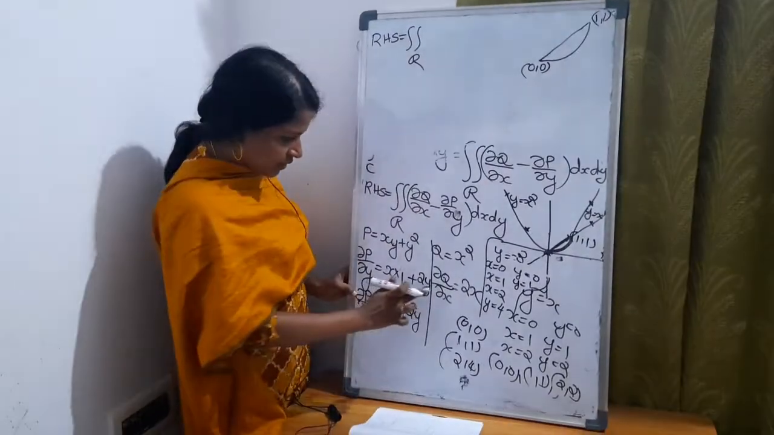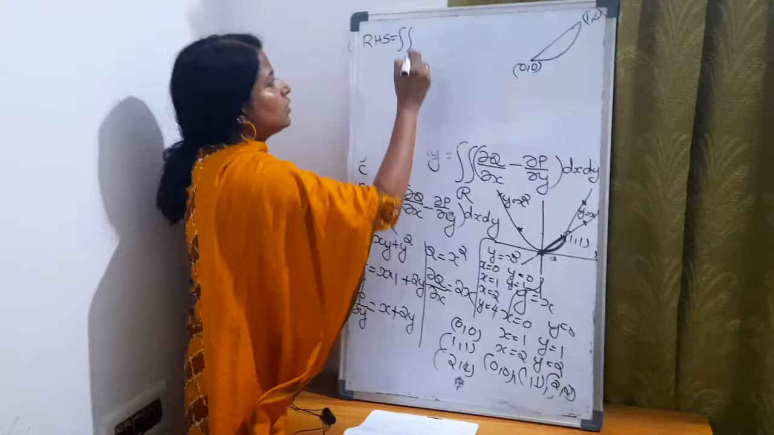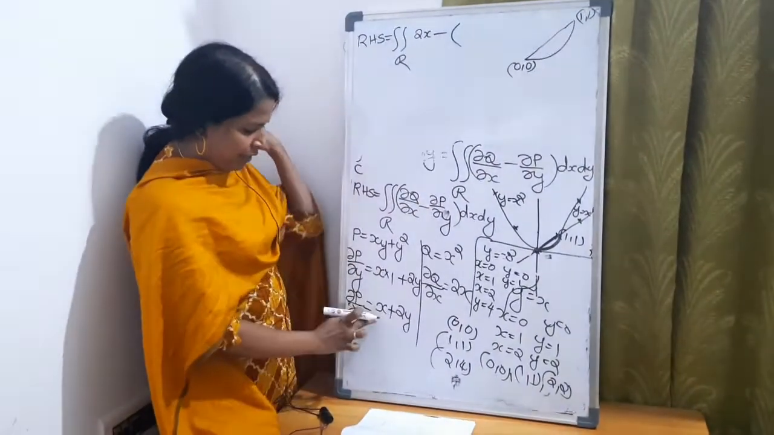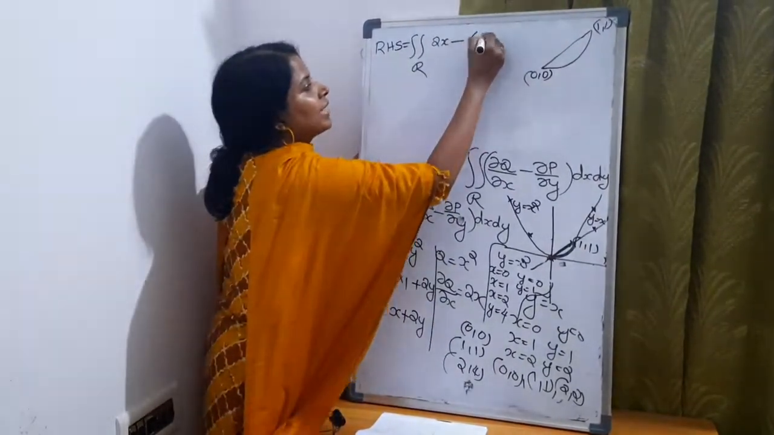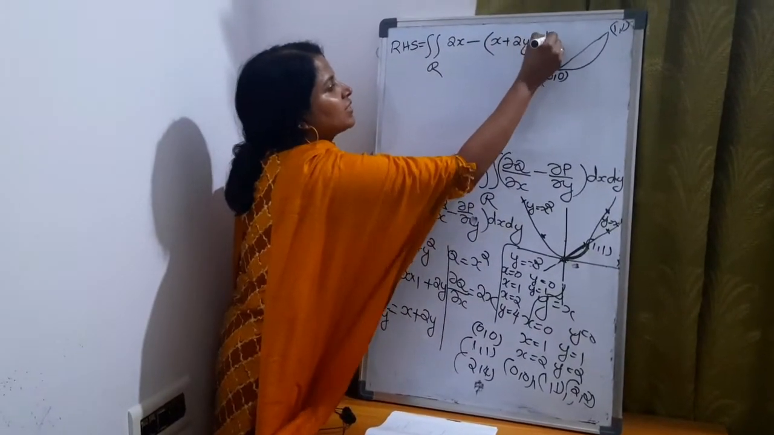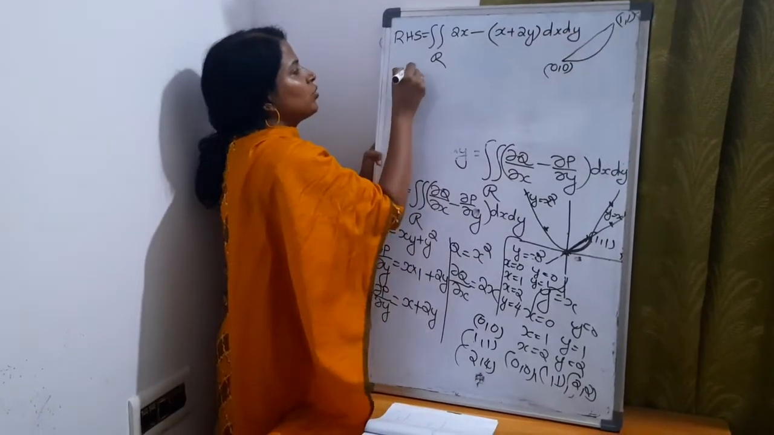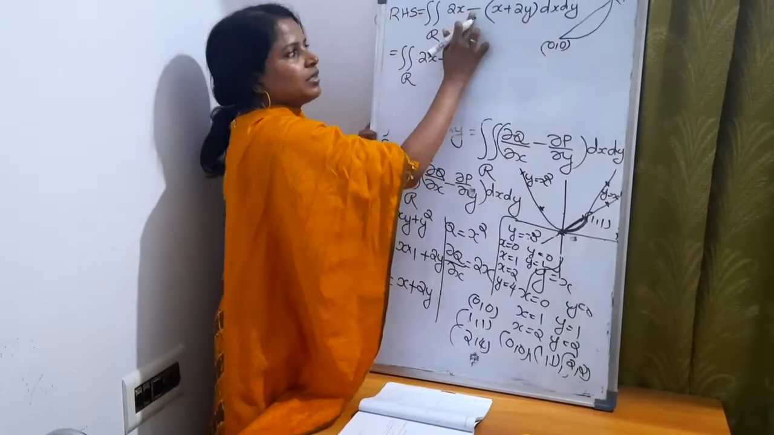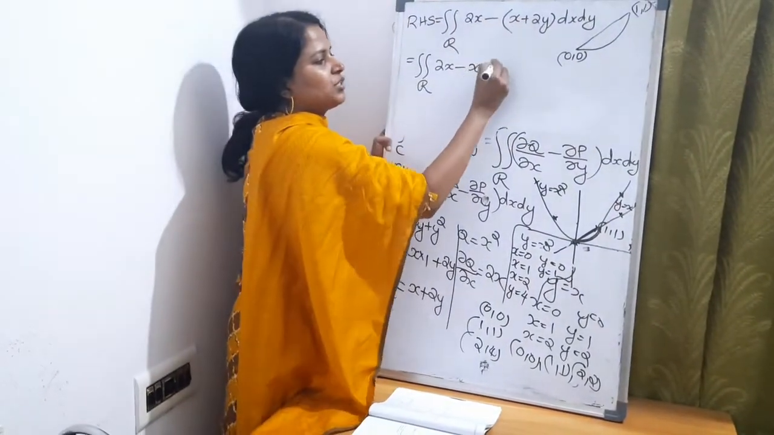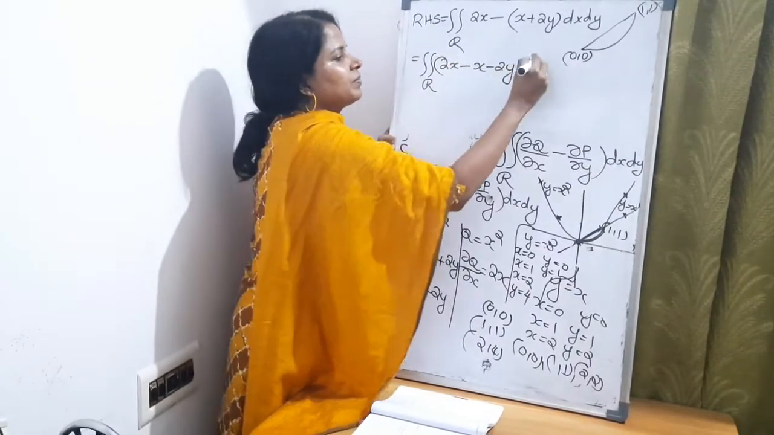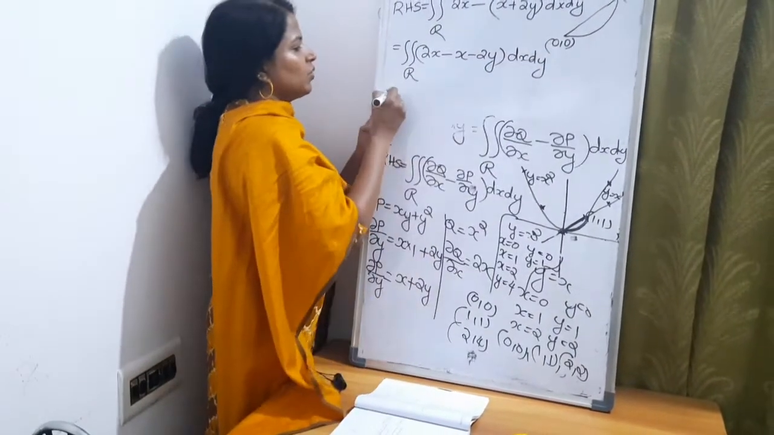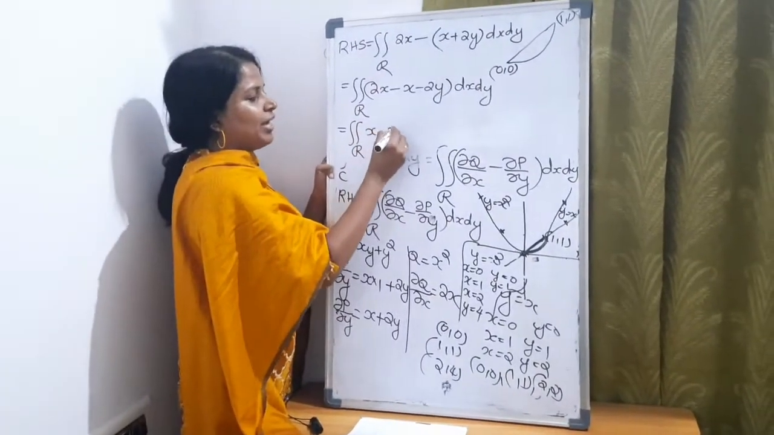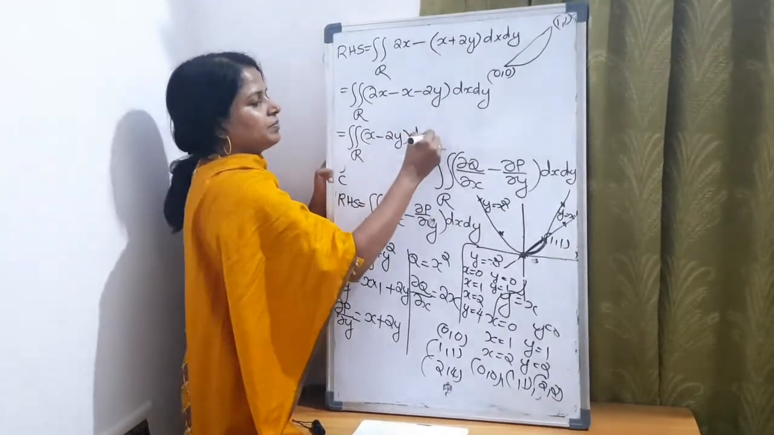Then here, RHS is equal to the double integral over R of dou Q by dou x, which is 2x, minus dou P by dou y, which is x plus 2y, dx dy. That is equal to the double integral over R of 2x minus x, minus 2y, dx dy. That is equal to the double integral over R of (x minus 2y) dx dy.